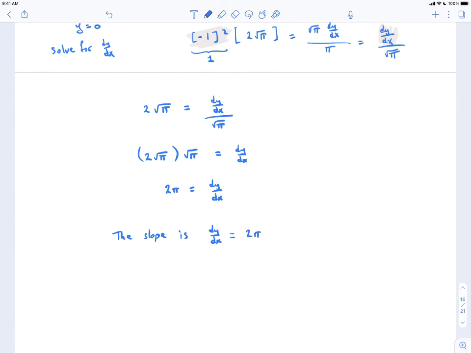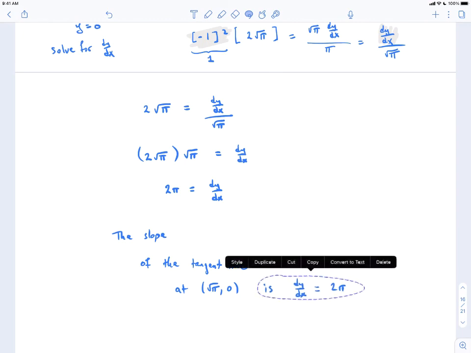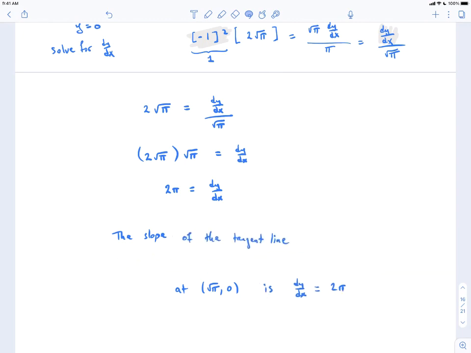Now this is the slope of the tangent line at the point (square root of pi, 0). So if we just rearrange this, there we go. The slope of the tangent line at this point is given by dy/dx equals 2 pi. And that's what we were asked to compute. And now we've done it.